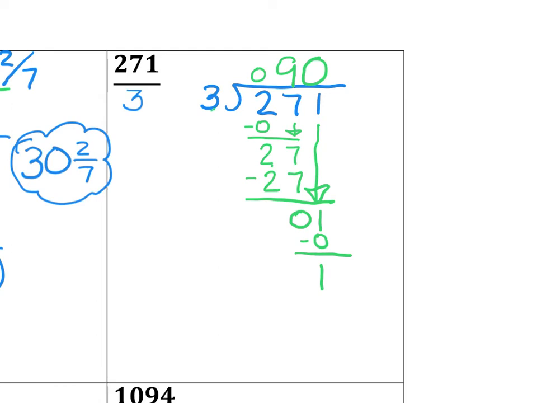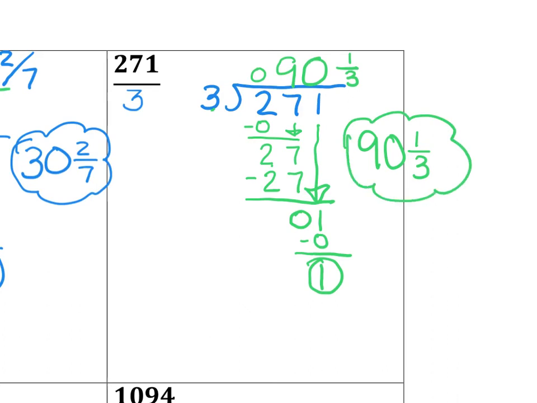I want to double check. I can't get any 3s in 1. I'm going to write that remainder of 1 as a fraction. So 1 is what's left in my dividend, and my divisor is 3. Write my answer over here. I have 90 and 1/3.